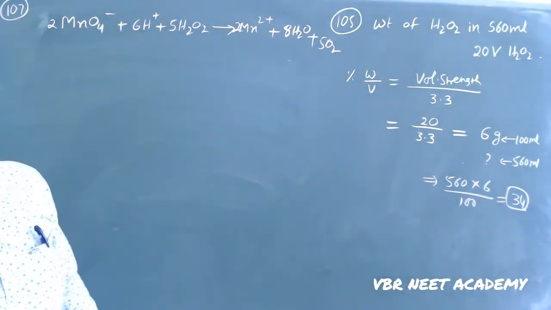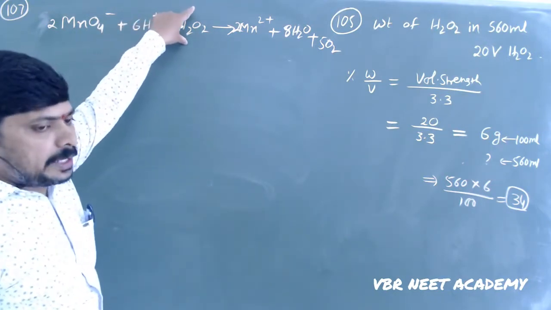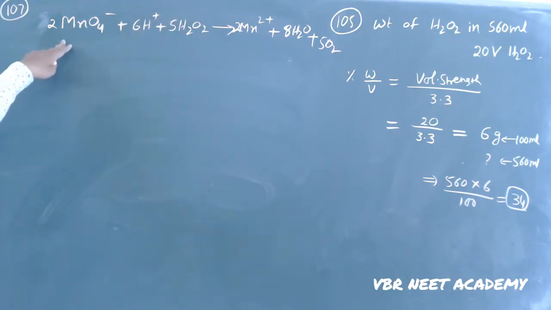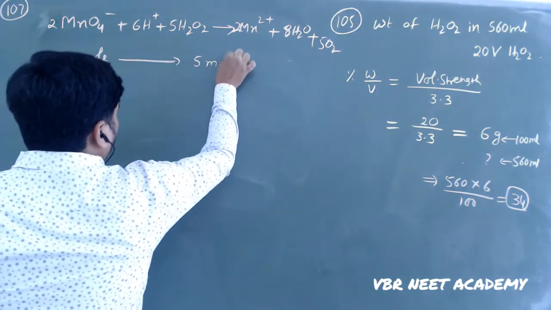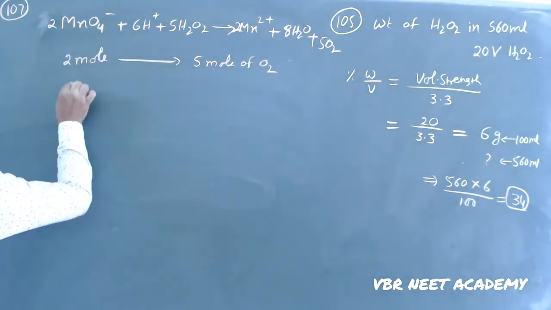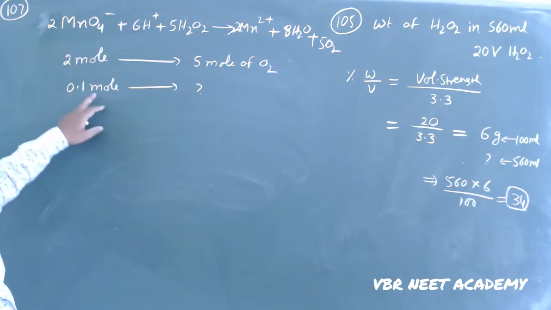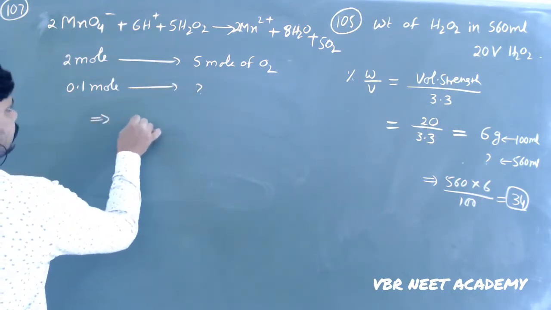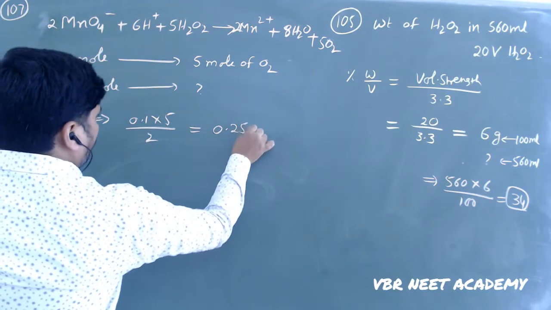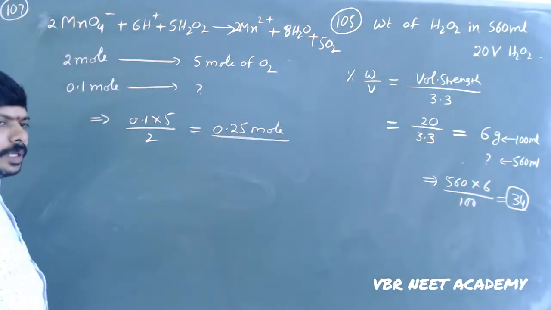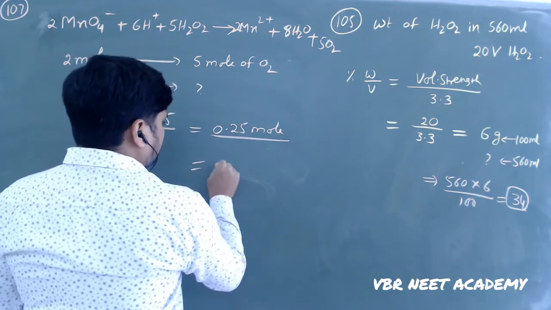But what they are asking is 0.1 mole of acidified KMnO4 solution, then the STP volume of oxygen liberated. According to this equation, H2O2 is not the limiting reagent because they have taken excess. What is the limiting reagent? The permanganate is the limiting reagent. 2 moles of permanganate liberate 5 moles of oxygen. Now 0.1 mole permanganate will liberate how many moles of oxygen? It is 0.1 into 5 by 2, so it is 0.25 mole. So 0.25 mole into 22.4. 1 mole is 22.4, so 0.25 mole is 5.6 liters.